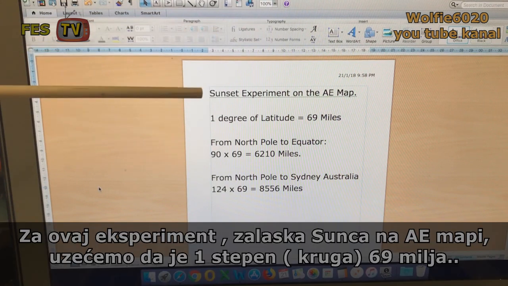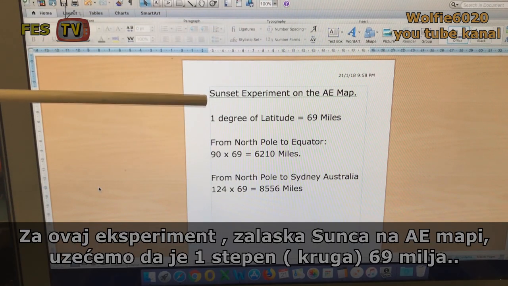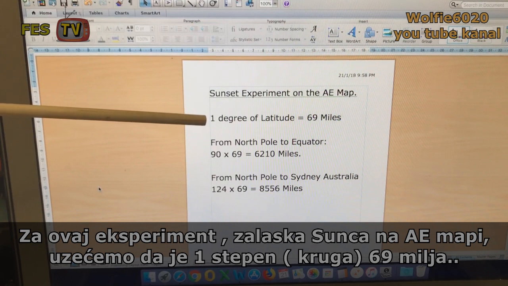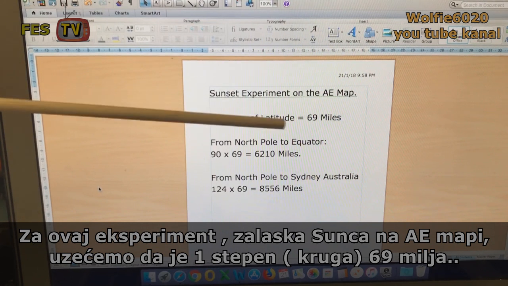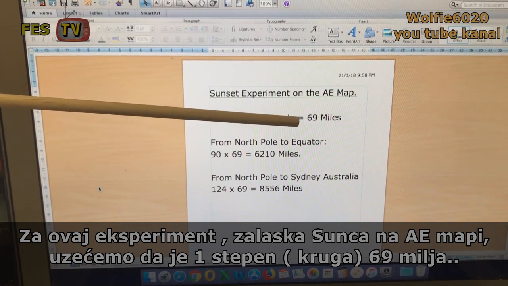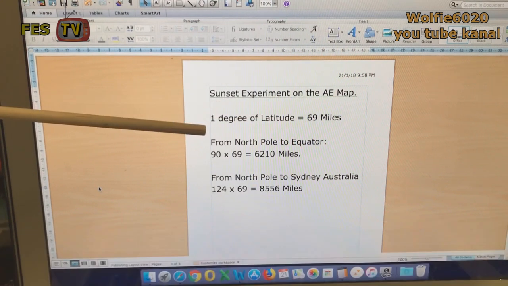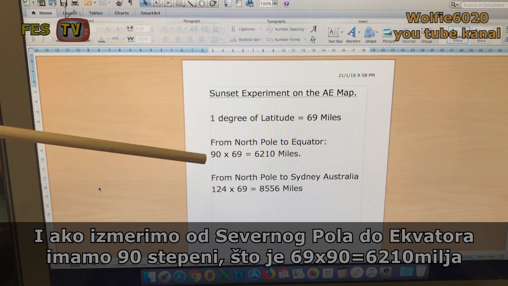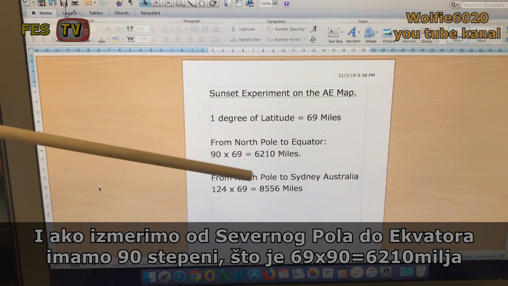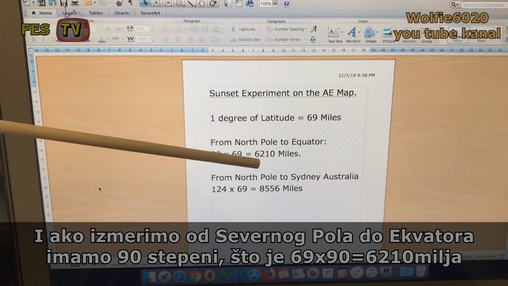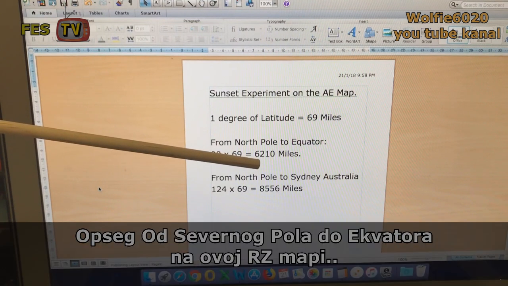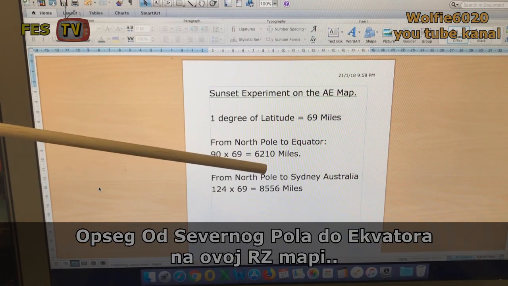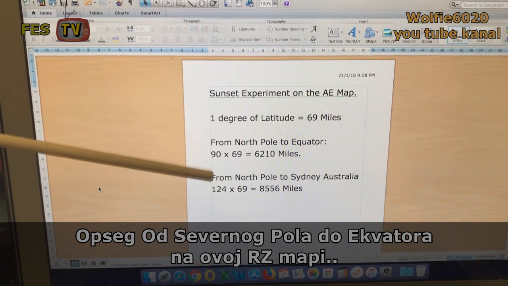So for this experiment, the sunset experiment on the AE map, we're going to use 1 degree of latitude as being 69 miles in distance, that is 60 nautical miles. So if we measure from the North Pole to the equator, we have 90 degrees times 69, that gives us 6,210 miles radius from the North Pole to the equator on this flat Earth map.